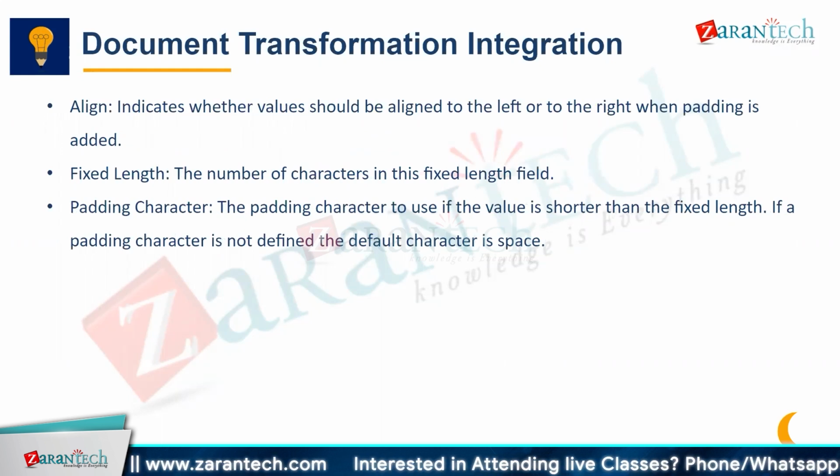Align indicates whether a value should be aligned to the left or the right when padding is added. Fixed length is the number of characters in this fixed length field. Padding character is the character to use if the value is shorter than the fixed length. If a padding character is not added, the default character is space. So the padding character could be zeros, or A's, or dots. Whatever padding we may need in a fixed length field, we can set it up and we can align it as well.